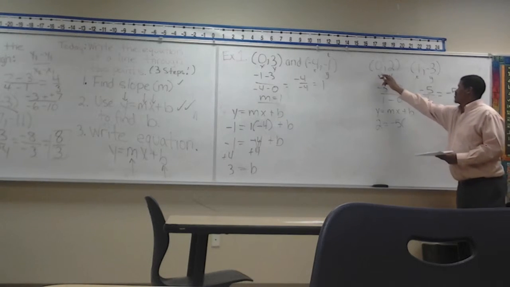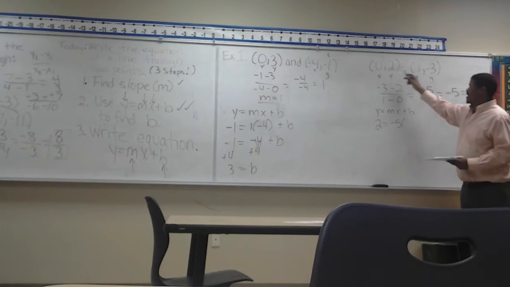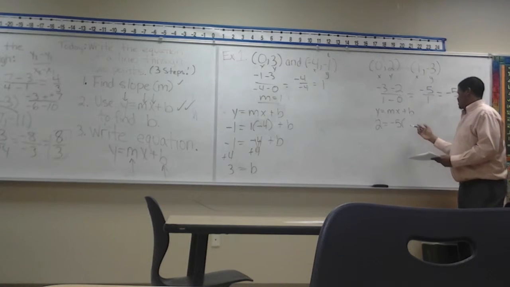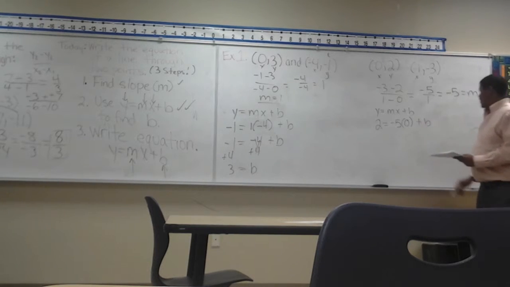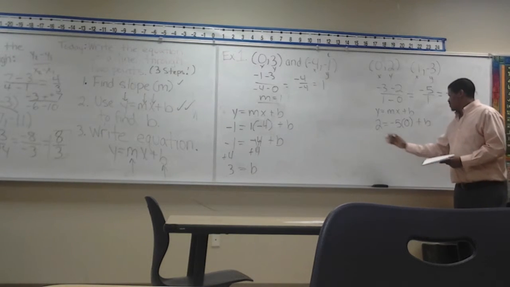0. It's got to be the 0. Can I use 1? No. I got to roll with this 0 here. Plus b. That's worth it. There we go. Let's simplify.